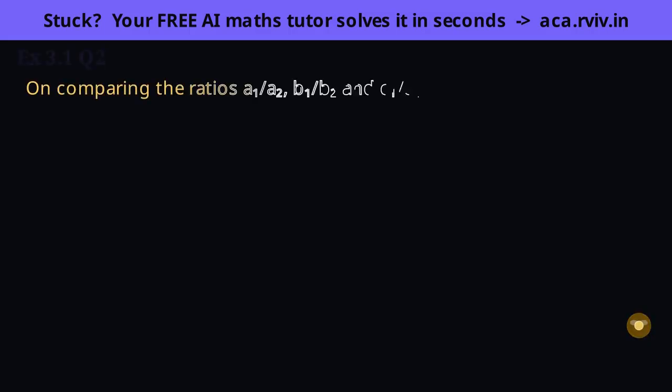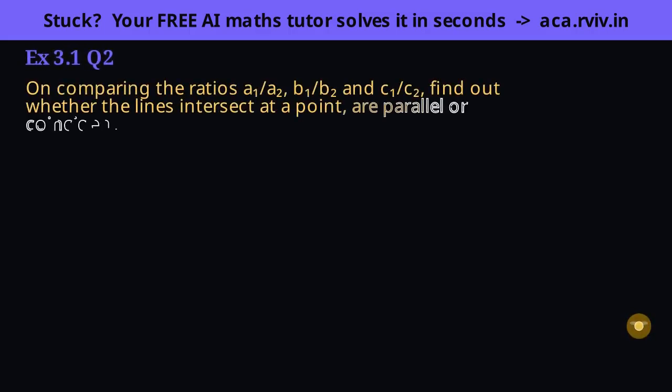No solving needed. The ratios reveal the geometry. Set up, the ratio test alone tells the geometry. Unequal A and B ratios give intersecting. All 3 equal give coincident. A and B equal but C different give parallel.